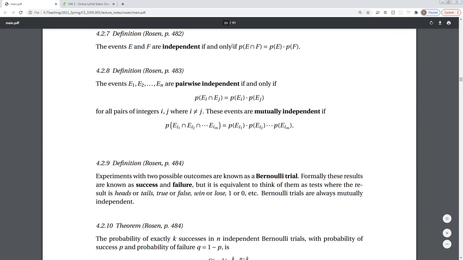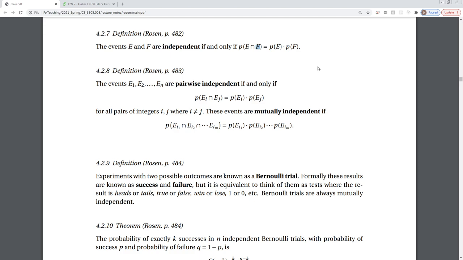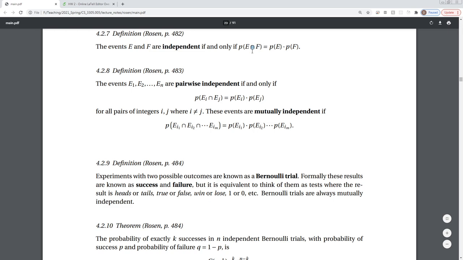The events E and F are independent if and only if the probability of their intersection is exactly equal to the probability of E times the probability of F. We haven't really discussed this yet, but there's this relationship between addition and unions and OR operators, and the complement to that is the relationship between multiplication and intersections and AND operators. So, you can learn to read them kind of interchangeably.